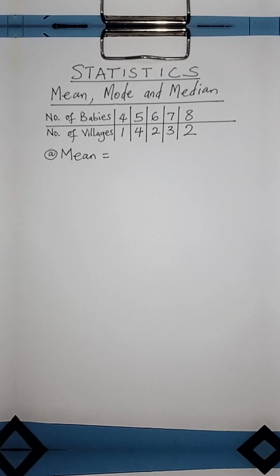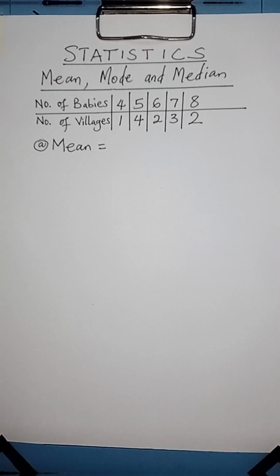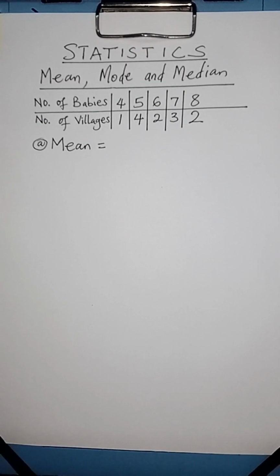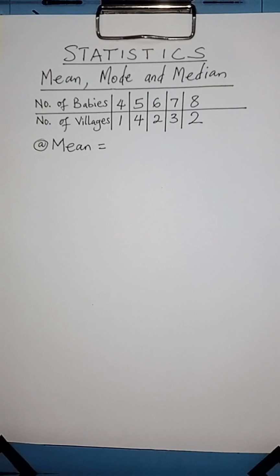So welcome back to find the mean, mode, and median of the table as you can see on your screen. Here we have the number of babies and the number of villages. Well, now take the number of villages to be the frequency. That way it's easier for you not to get confused in finding mean, mode, and median.